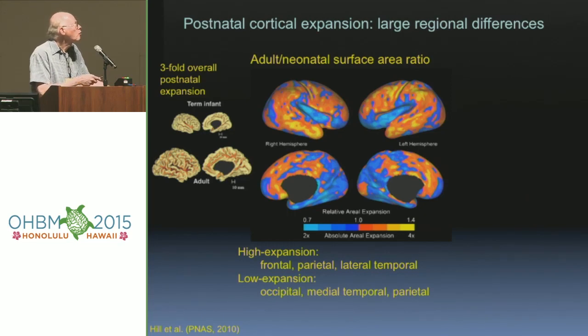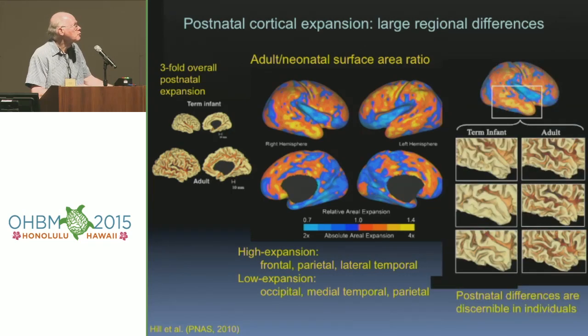Whereas these orange and red regions in lateral temporal, parietal, and prefrontal cortex have expanded upwards of fourfold, so twofold more expansion in some regions than others, even though all the neurons are in place. Something, by virtue of proliferation and migration, something's happening that's very interesting postnatally that we want to explore.